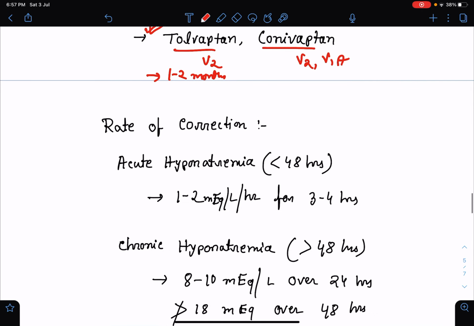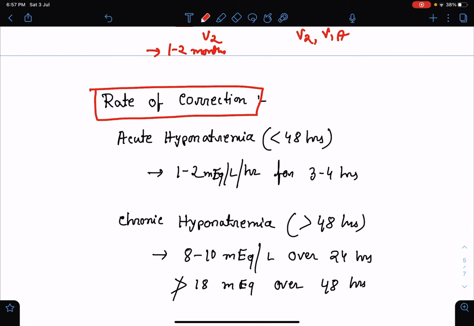Now, very importantly, the rate of correction is very important. If we overcorrect hyponatremia, or if we do very fast correction of hyponatremia, there will be chances of ODS, which is known as osmotic demyelination syndrome, or central pontine myelinosis. In these cases the patient will present with quadriparesis. The patient may present with pseudobulbar palsy, swallowing difficulty, all these things. The patient may present with coma also. So we should be very careful in correcting the hyponatremia.